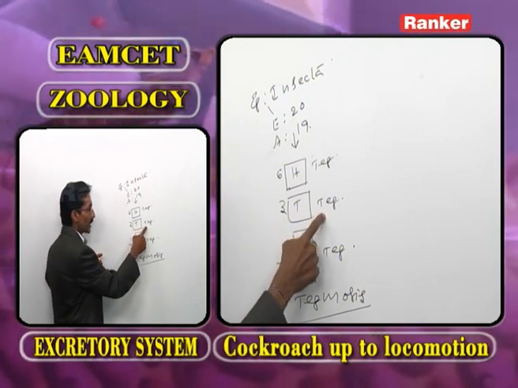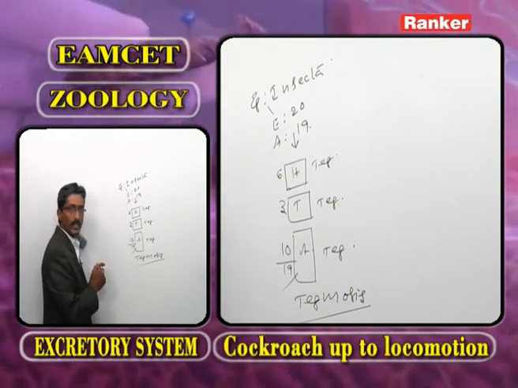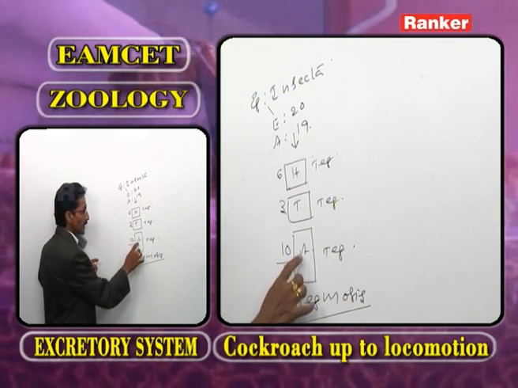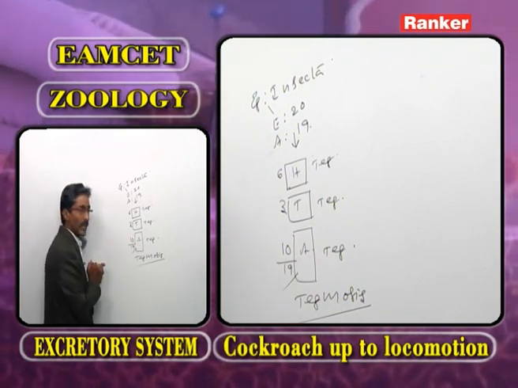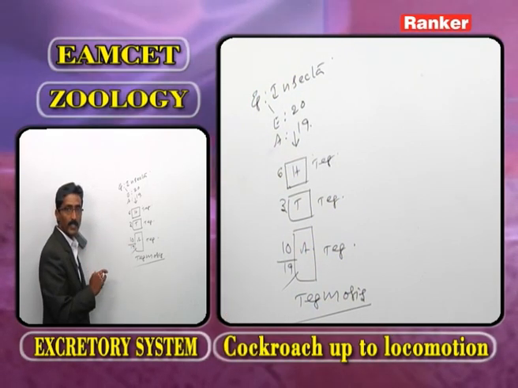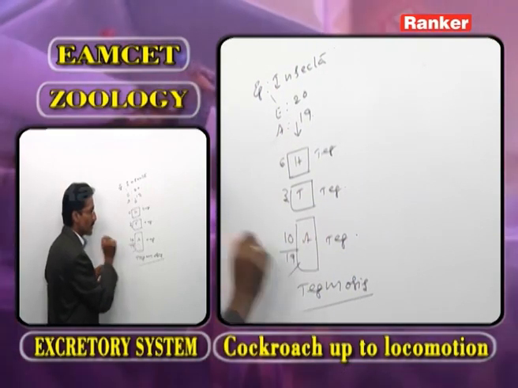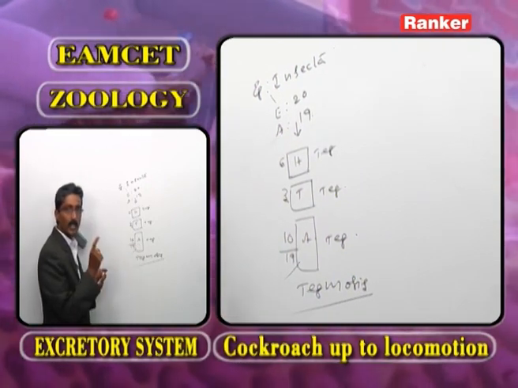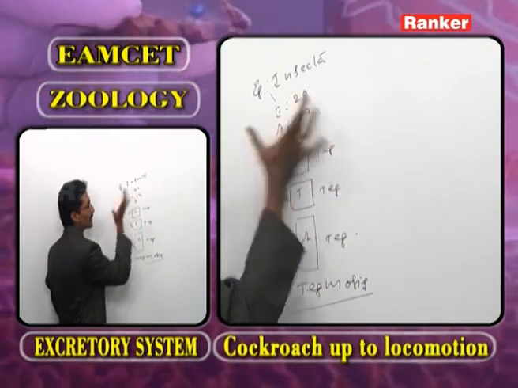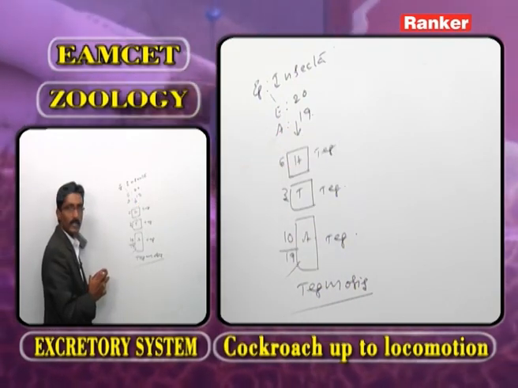In the embryonic as well as adult stage, in the thoracic region, how many segments? 3. It will not be changed. In the adult stage, as we observe the abdomen, there are 10 segments, whereas in the embryonic stage, in the abdomen, how many segments? 11 segments. So, in the embryonic stage, the total number of segments is 20, whereas in the adult stage 19 segments.